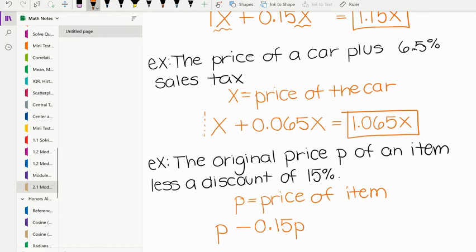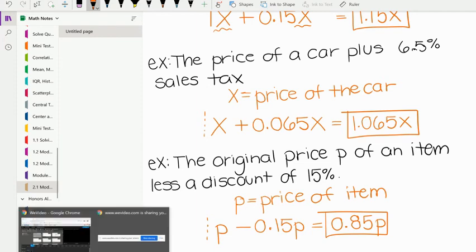So this is an invisible one. We can combine like terms. So this would be 0.85p. And that totally makes sense because that means you're really going to just pay 85% of the price of the item. All right, that is it.